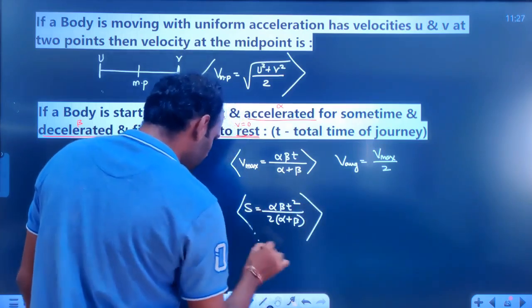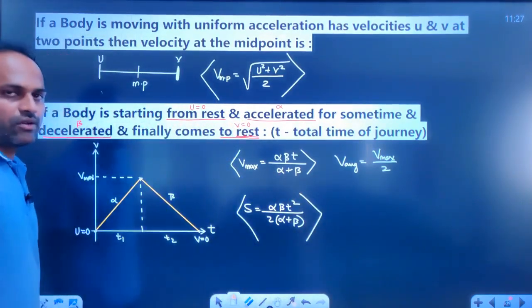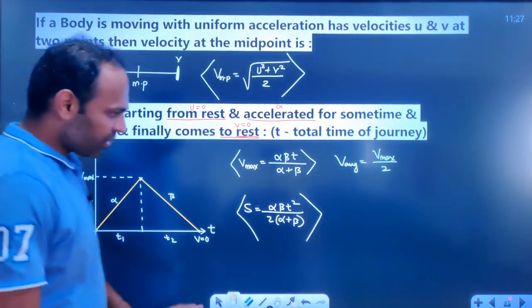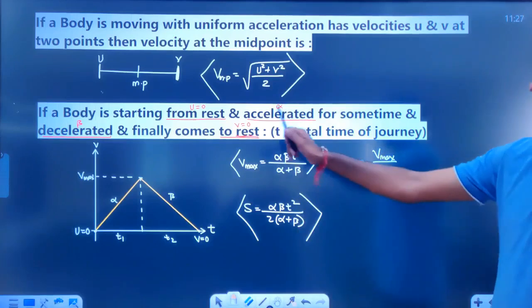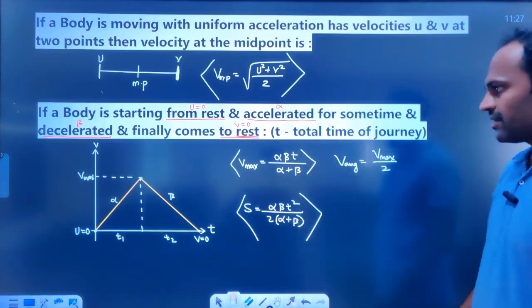In physics, you have to remember formulas now. If we don't remember them, we will have a loss. Number of formulas will come, but we have to remember it. Right? So these are the formulas which we have to use when it is a case of accelerated as well as decelerated motion.